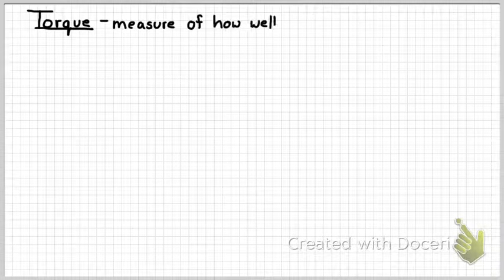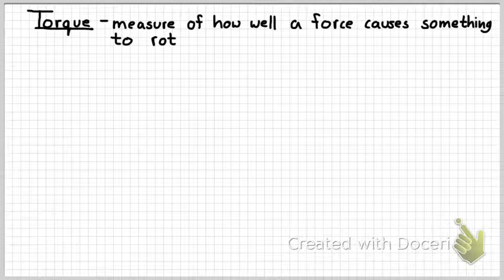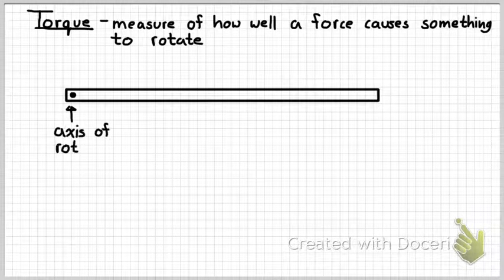So torque is a measure of how well a force causes something to rotate. It depends on the size of the force, the angle, and where it's applied. So here's an object that could possibly be rotating. We'll call that left end the axis of rotation.